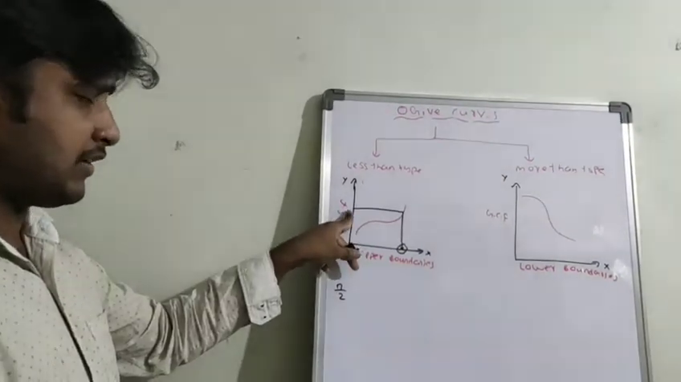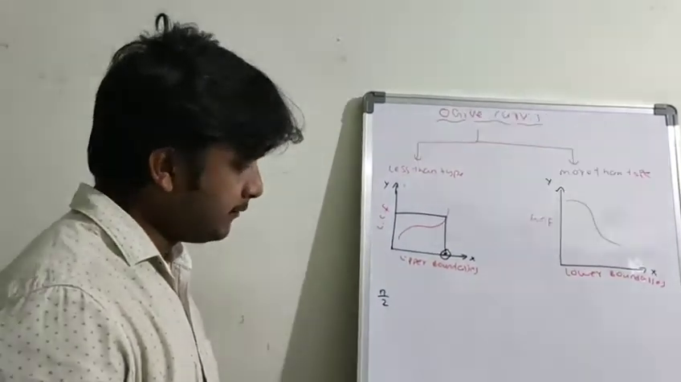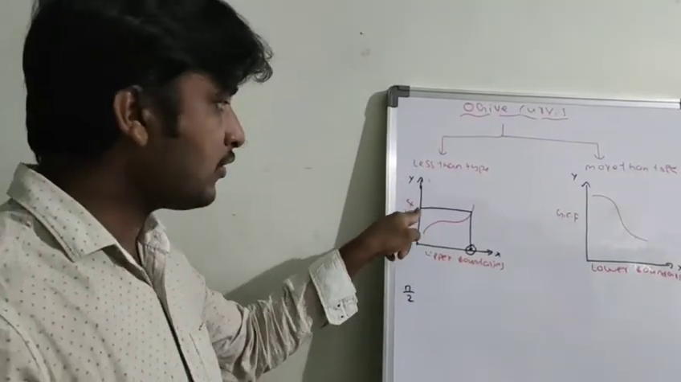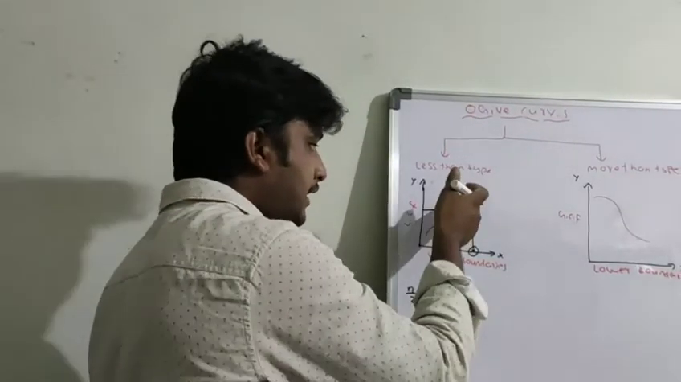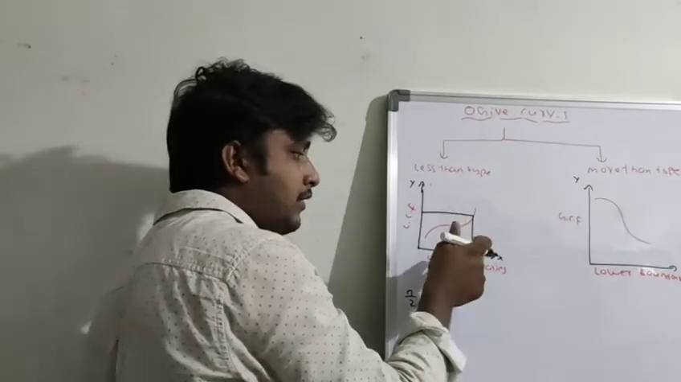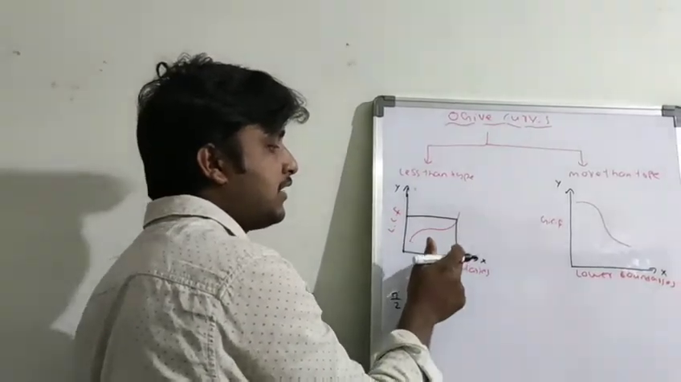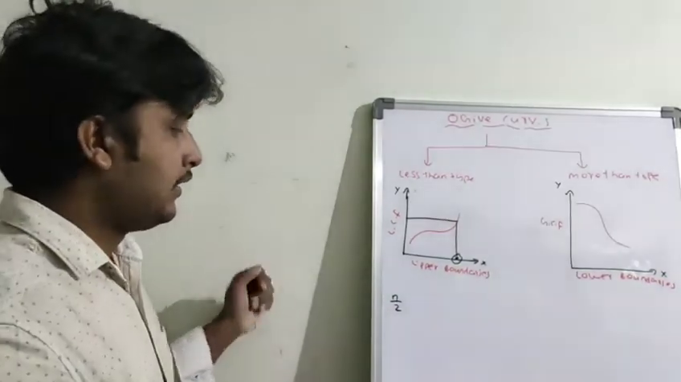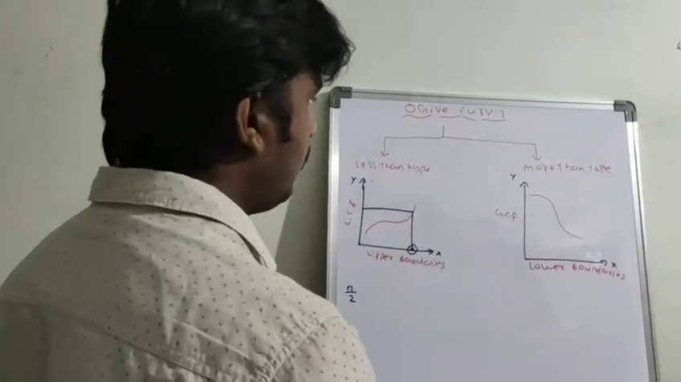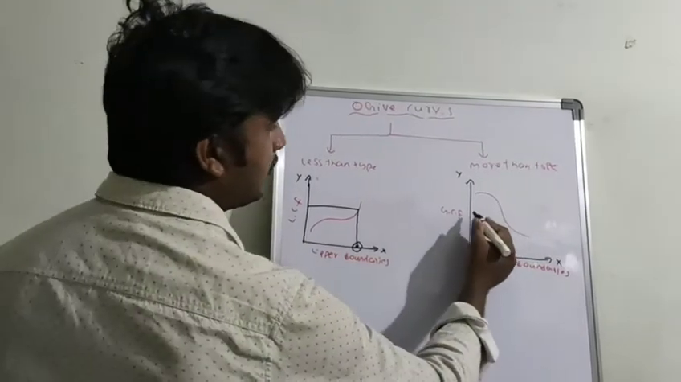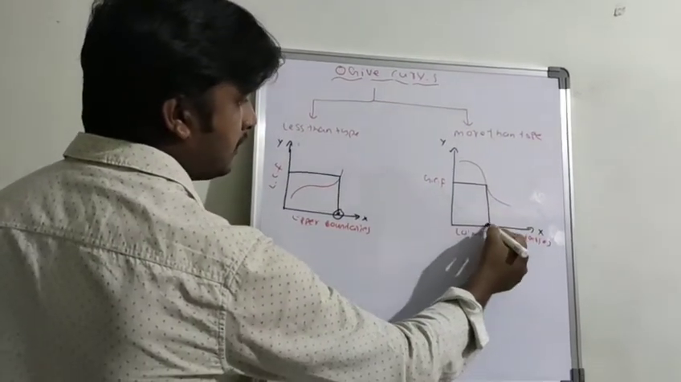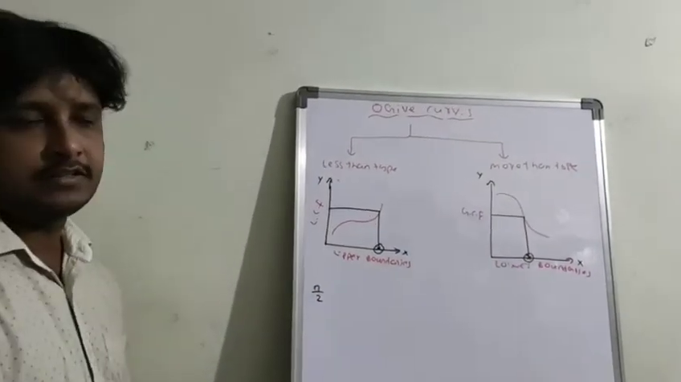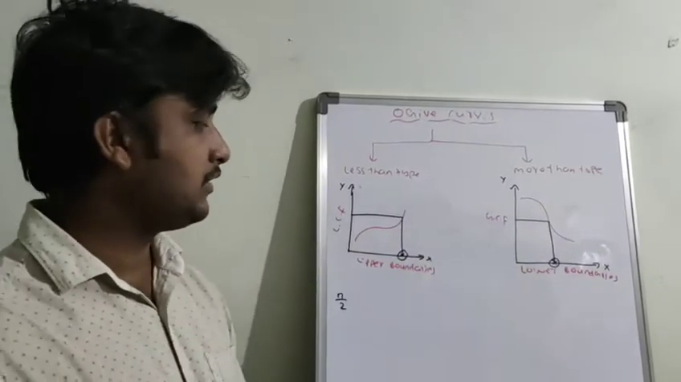Whatever the n/2 value you get, from that value on the y-axis you have to draw a perpendicular line onto the curve, and from there the perpendicular line which meets the x-axis, that value will become the median. Similarly, for the more than cumulative frequency, you take the n/2 value from the y-axis and draw the line from there. This is the value for the more than type GCF.